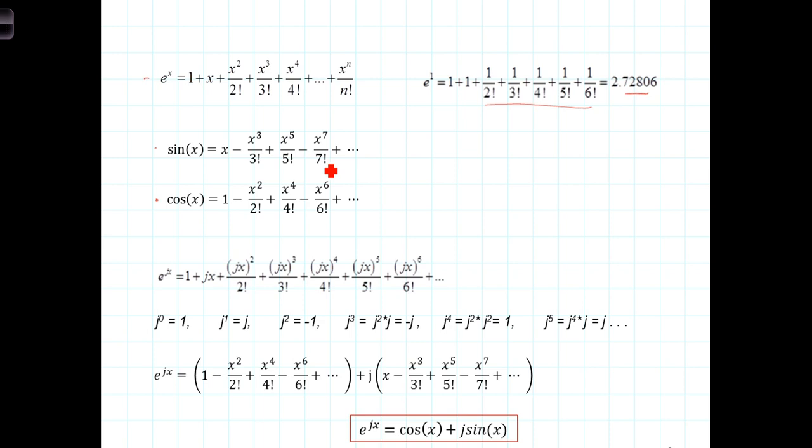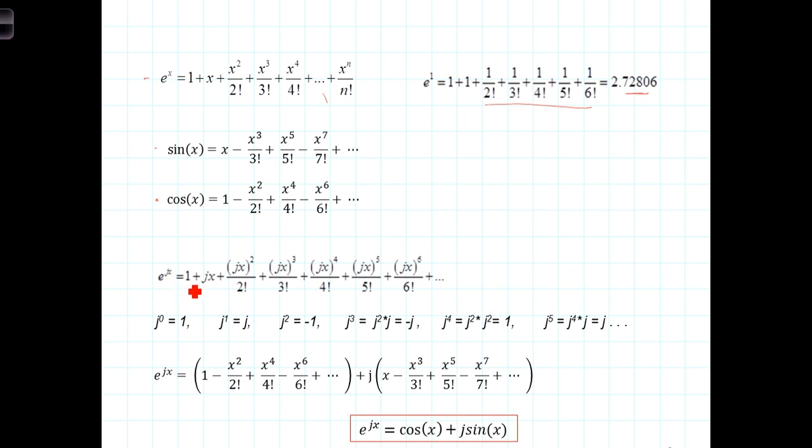Now direct your attention to the cosine expansion. Here we have 1 minus x squared over 2 factorial plus x to the fourth over 4 factorial minus x to the sixth over 6 factorial. You'll notice that up here we had the odd powers of x, and here we have the even powers of x, beginning with x to the 0th power. Once again, the signs are alternating. Now, keeping this in mind, let's look at letting x equal jx. In other words, let's expand e to the jx.